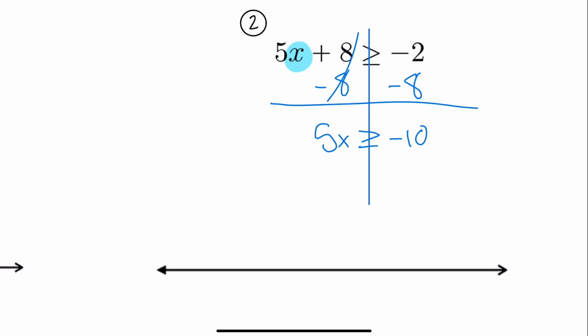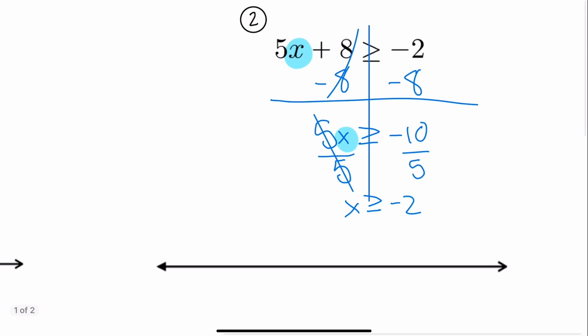Okay. Still looking for x here. It's still not alone. We have a 5 here. So 5 is being multiplied by x. So I'm going to do the opposite and divide so that we can get rid of that 5. Just like that. All right, that's going to leave us with x is greater than or equal to negative 10 divided by 5 is going to be a negative 2. Okay. So x is greater than or equal to negative 2.